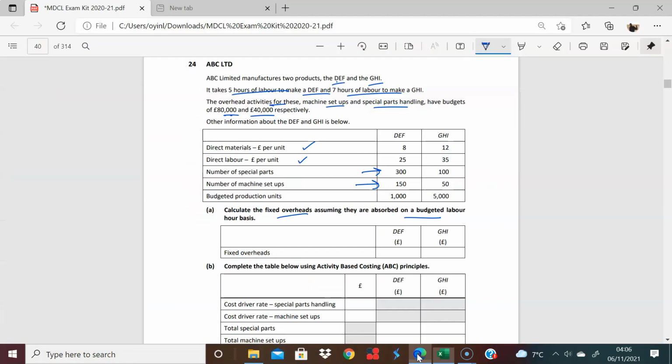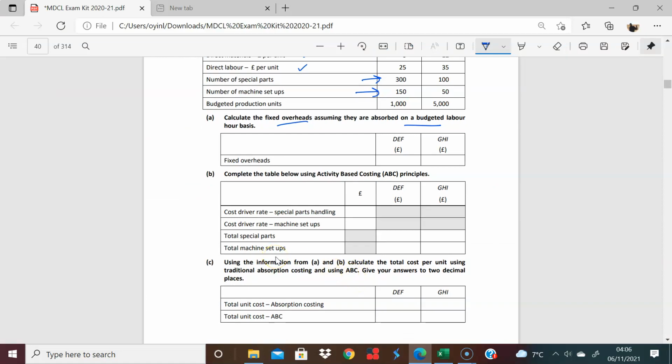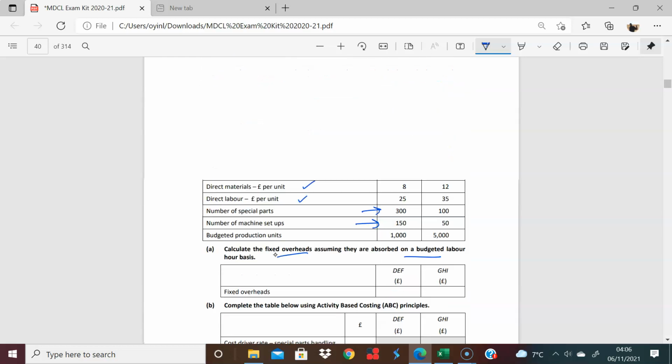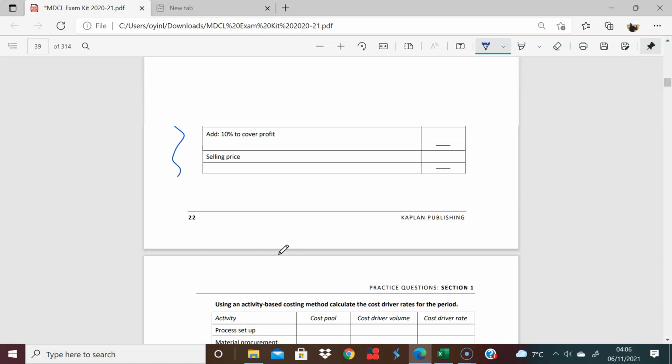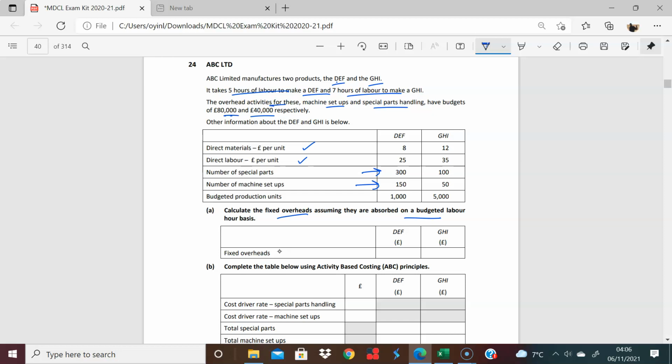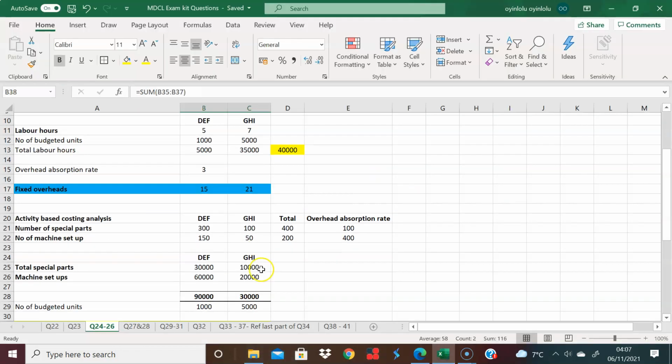Now, the next option here is that I've been asked to do a prep based on activity-based costing. So first of all, it's asking to find the cost driver rate. Let me just come back up here and find it. It says here that the overhead activities for machine setups are 80,000 and special parts handling 40,000. So 80,000 was caused by a total of both of these, and 40,000 was caused by both of these, and I'm just splitting it based on that.